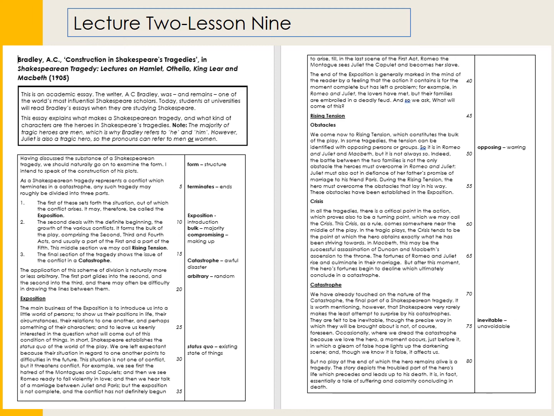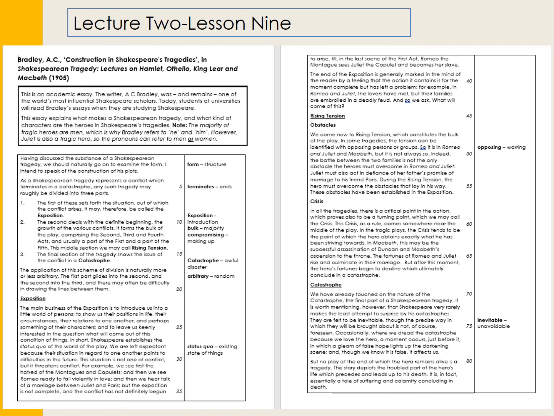The application of this scheme of division is naturally more or less arbitrary, so it can seem a little bit random. The first part glides into the second and the second into the third, and there may often be difficulty in drawing the lines between them. So what he's saying is it's not always that easy to identify where the exposition ends and the rising tension begins, and where the rising tension ends and the catastrophe begins.